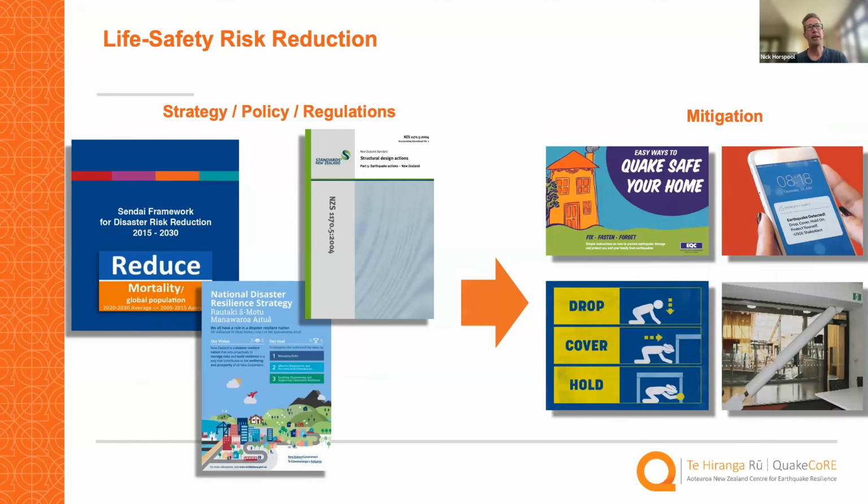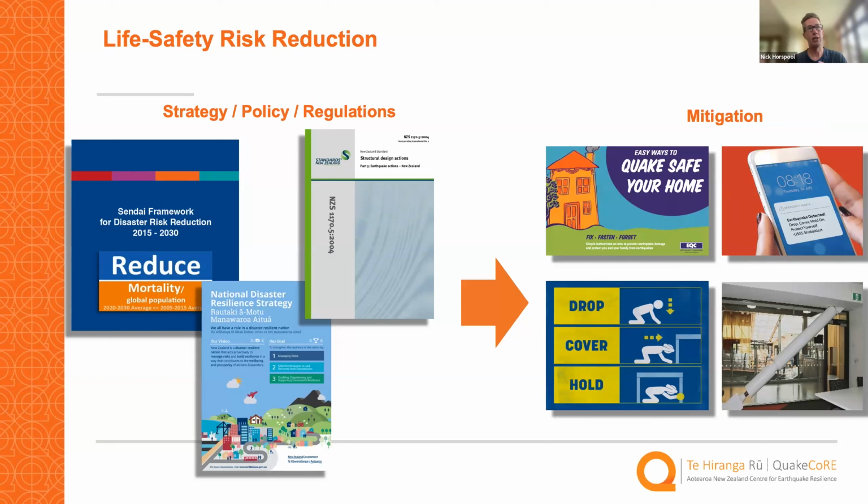Now, reducing the impacts and minimising injuries and deaths in New Zealand and globally is at the forefront of our earthquake risk mitigation measures. So we have a number of strategies, policies and regulations that aim to reduce life safety risk. So at the sort of highest level, we have the Sendai Framework for Disaster Risk Reduction, which aims to reduce earthquake mortality between the period of 2015 to 2030 compared to the previous decade.